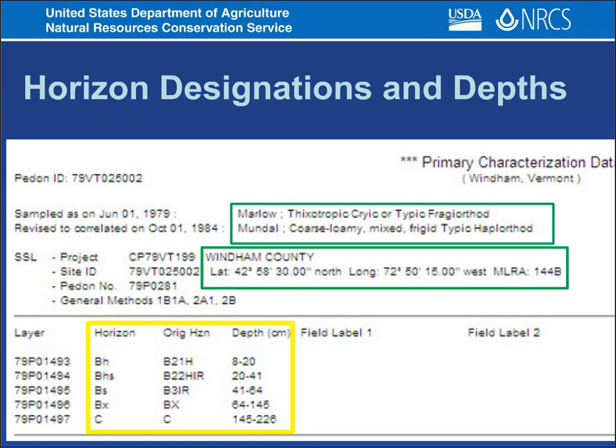There are about 8,000 pedons in the laboratory database that have depths that don't start at the top of the organic layer.